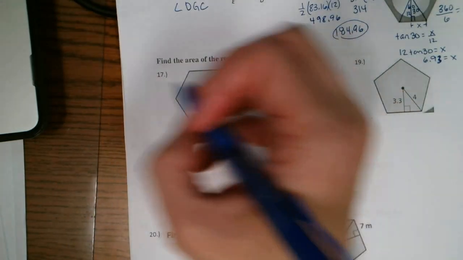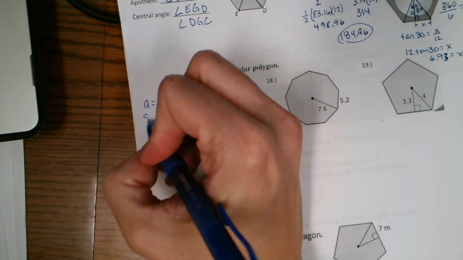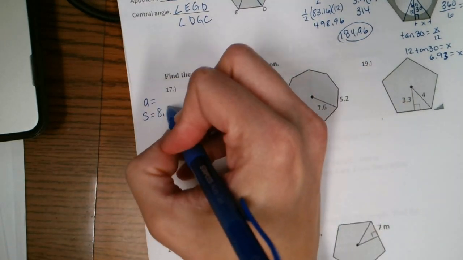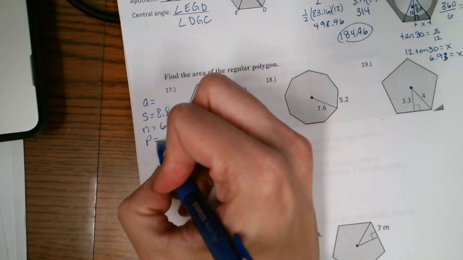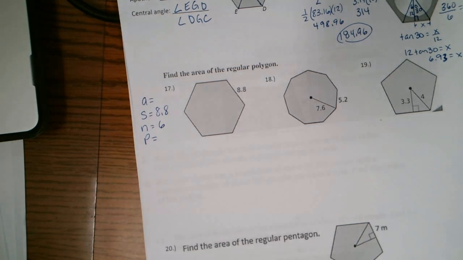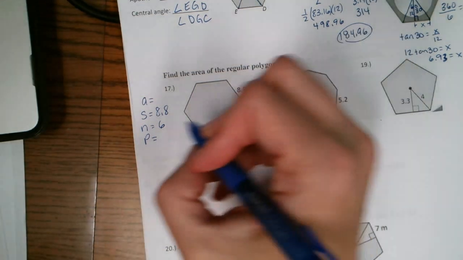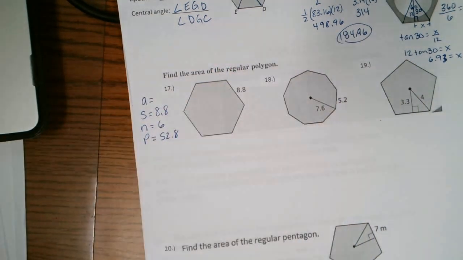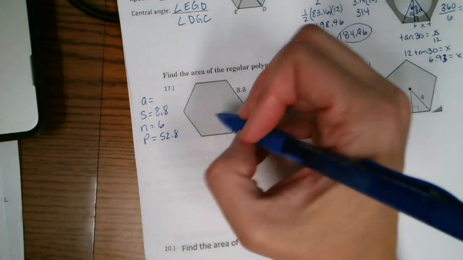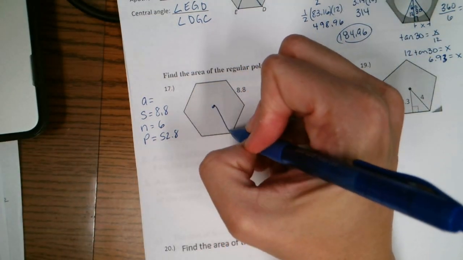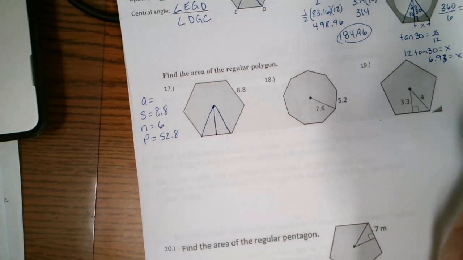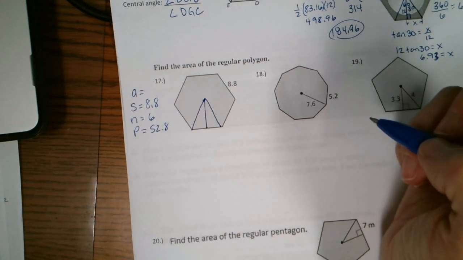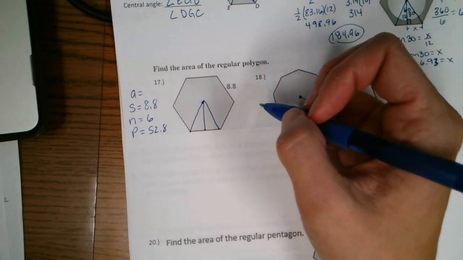Number 17, we need our apothem, our side, which is 8.8, our number of sides, which is 6, and our perimeter. We can multiply these two together to get our perimeter, 52.8. So we need our apothem. So this is going to be just like what we did for the last problem, where we have to use trig. We have to find that missing angle.